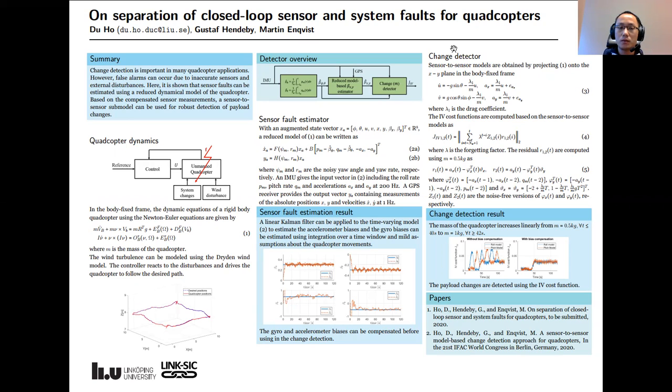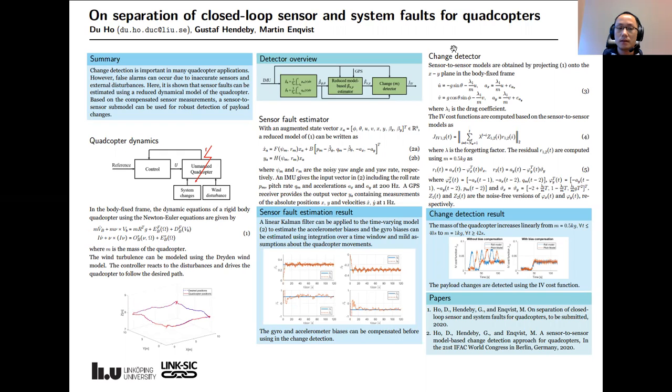So the main goal of the work is to detect any system change in the quadcopter by compensating for sensor fault, regardless of the external disturbance. To start, we model the quadcopter by using the translation movement and rotational movement like equation 1. And the quadcopter usually has to follow a predefined path.